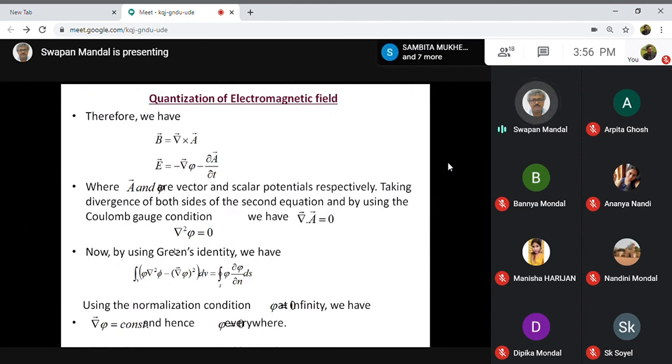Now you can use the Green identity, just vector algebra, nothing else. You just use the Green's first identity: the integral of phi del square phi plus gradient of phi whole square dv is equal to the integral of phi del phi del n ds. So this is the Green's first identity. Okay. Del square phi equal to 0, this is the Coulomb gauge condition you are getting. Del square phi equal to 0, you just put it here as 0.